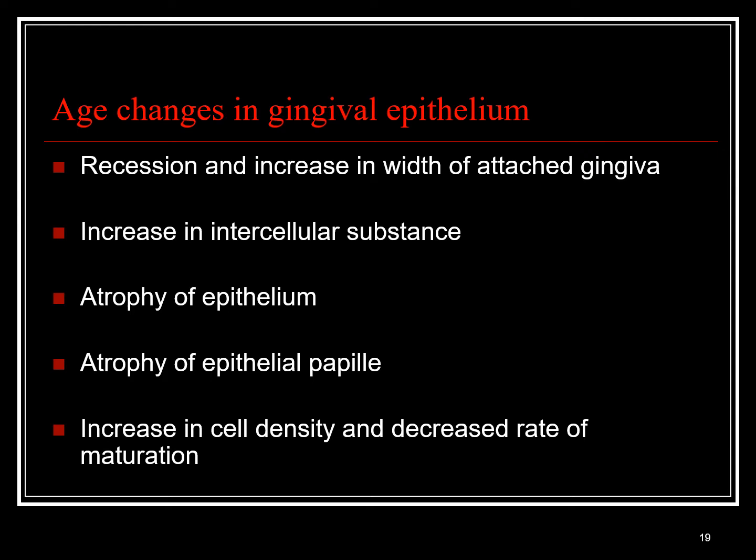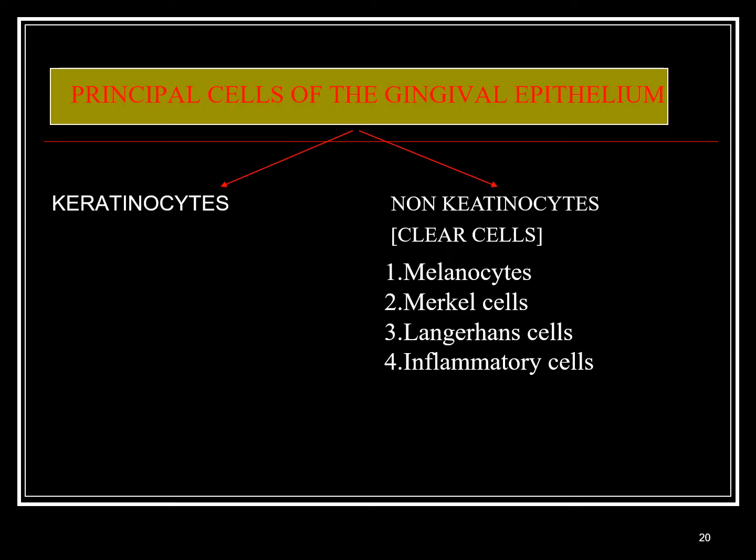Now, what are the age changes in the gingival epithelium? Recession occurs, that is, your gingiva recedes downwards, and there is an increase in width of attached gingiva with increasing age. Also, there is atrophy of epithelium, atrophy of epithelial papilla, increase in cell density and decreased rate of maturation. The principal cells of gingival epithelium are the keratinocytes and non-keratinocytes.